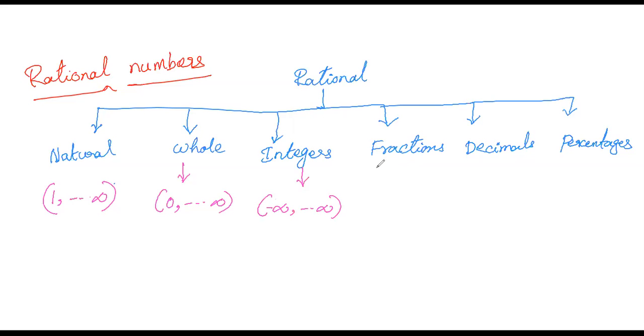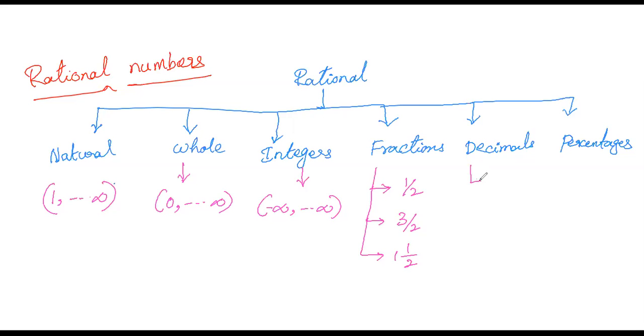So what are the fractions? I think we know the types of fractions: the proper fraction, the improper fraction, and the mixed fraction. Hope everyone knows the types of fraction. All these three types of fractions are also rational numbers. It can be any type of fraction. All the types of fractions are rational numbers. Nice. Okay, so what about decimals?